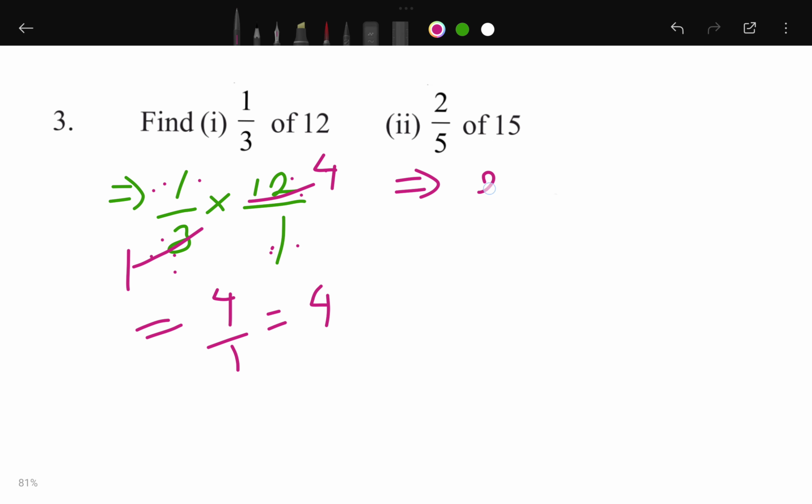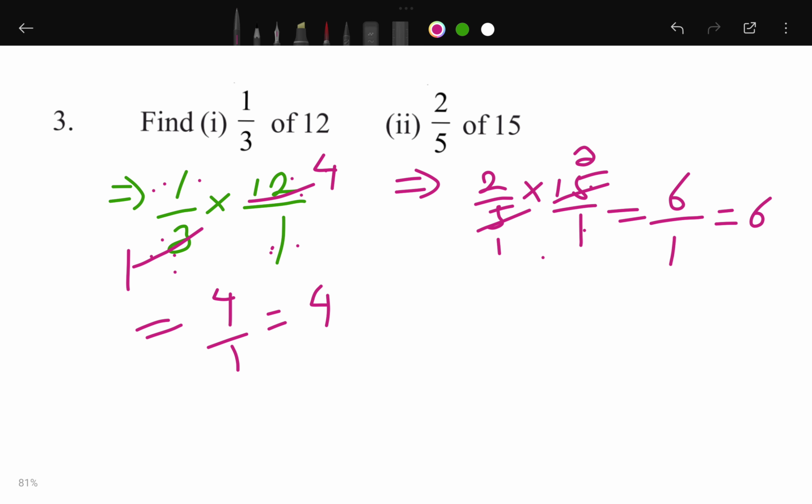Second question. This is 2 by 5 cross 15, it is there. Here it is 1. 15 and 1 it is not possible. 2 and 5 it is not possible. 2 and 1 it is not possible. Now 5 and 15 is possible. 5 1s are 5, 5 3s are 15. So now 2 and 1 not possible, 3 and 1 not possible. Now we cannot divide this one, so now we can multiply. 2 3s are 6. 1 into 1 that's 1. So the answer will be 6. Simply, these are very simple questions, nothing in this one.